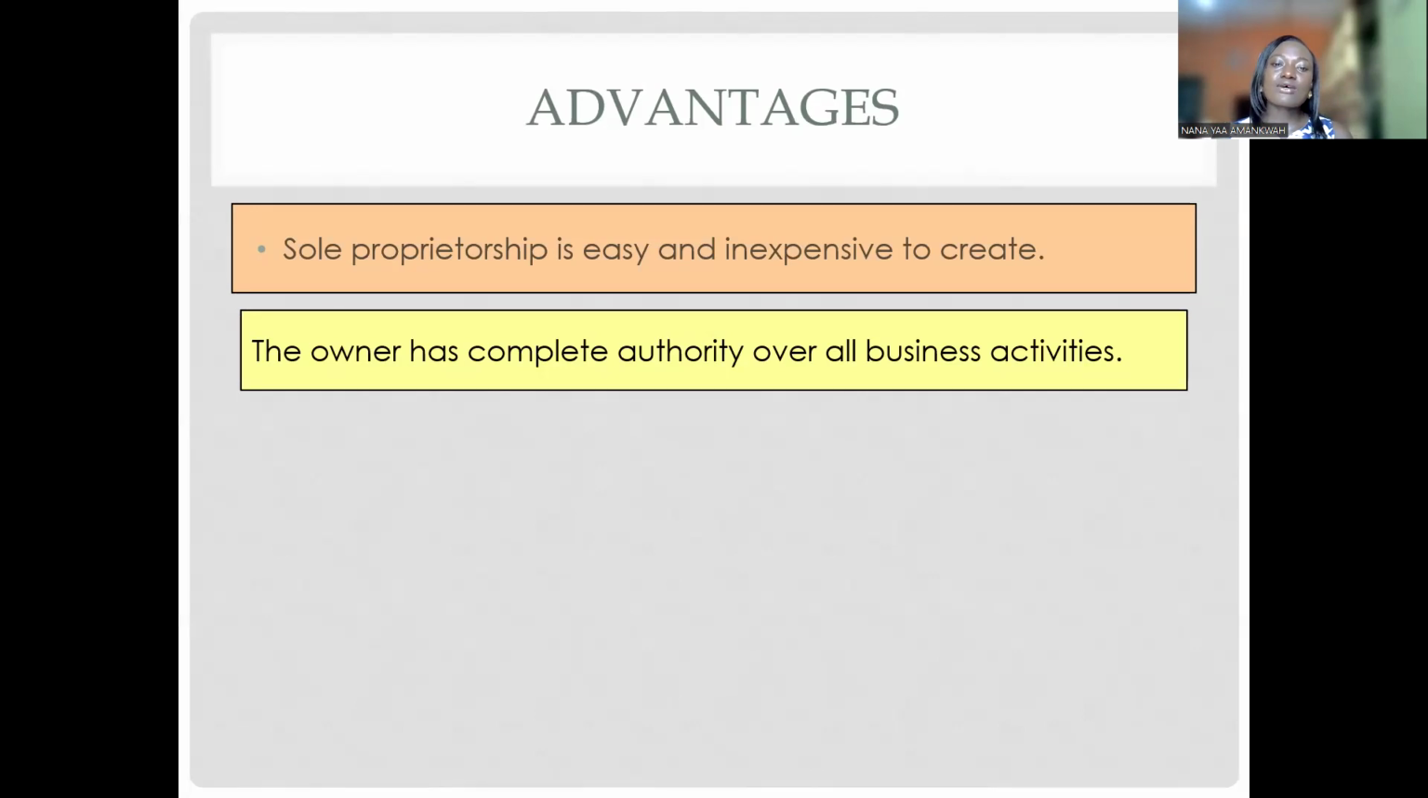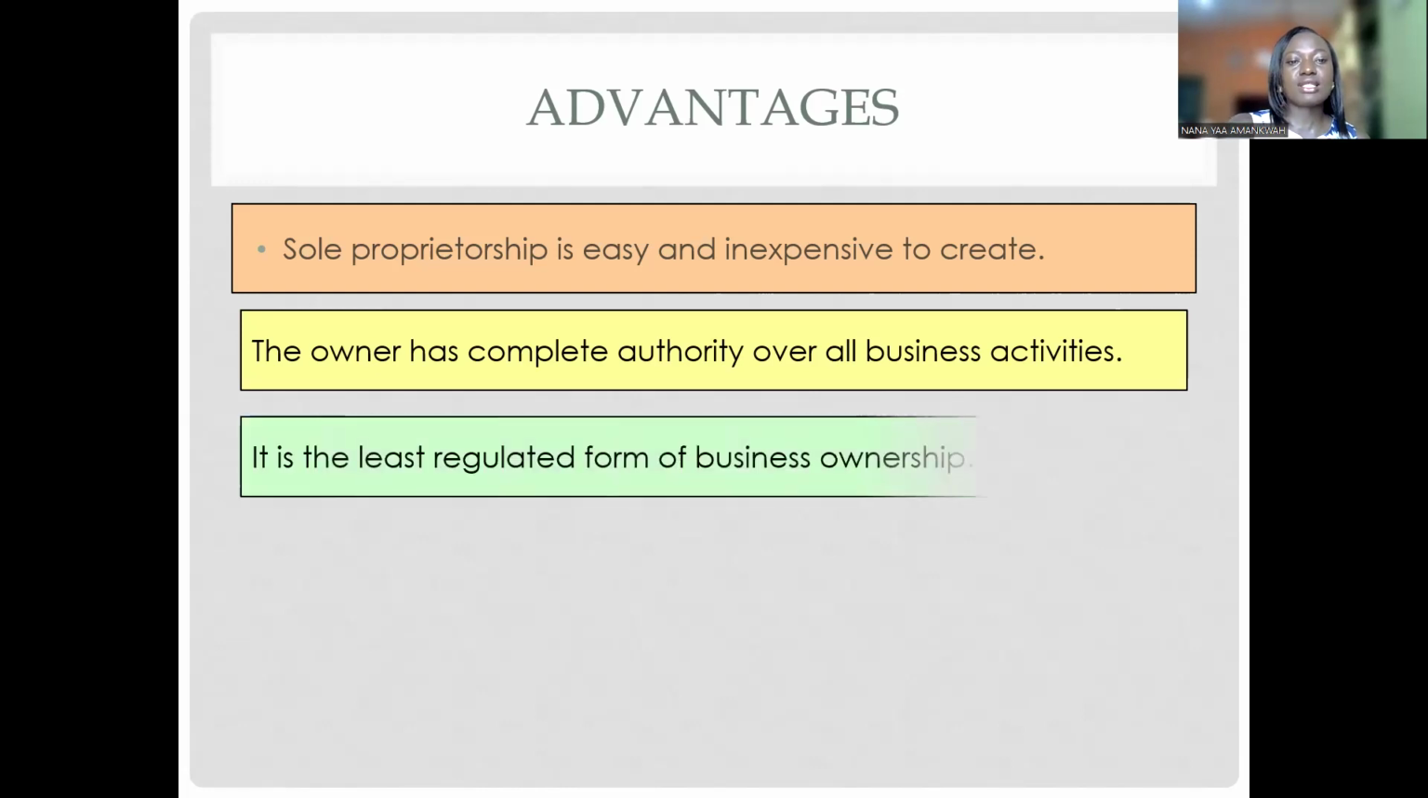And then the owner has complete authority over all activities. So for example, the plantain seller on your street, the orange seller, the barber on your stretch, going to your house, you see these shops by the roadside, all these are businesses, but they are sole proprietorships. They are owned by individuals and they control every activity there. And the sole proprietorship is really the least regulated business ownership that you can have.